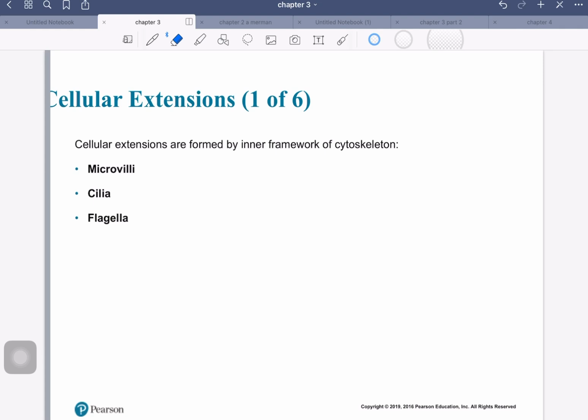In this video, we'll spend a few minutes to look at the cellular extensions. Now, when we're talking about cellular extensions, these are formed by the inner framework of the cytoskeleton. And the three examples are the microvilli, the cilia, and the flagella.